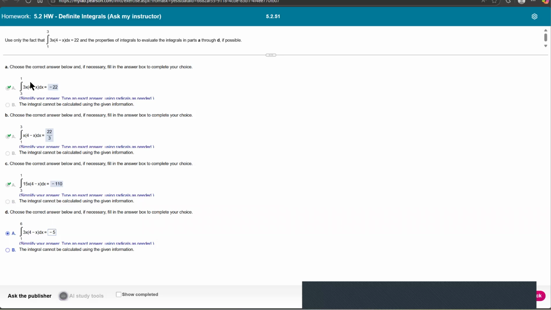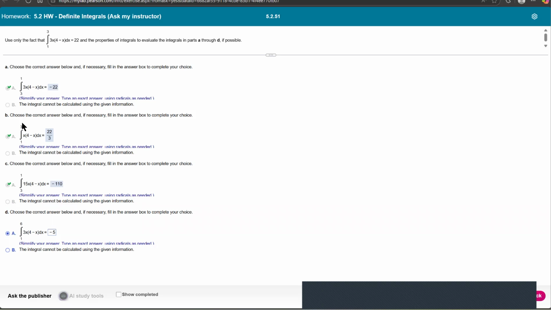When you look at the first answer here, what they're doing is flipping the limits of integration. So instead of from 1 to 3, it's 3 to 1. You're supposed to understand from our properties, anytime you flip the limits of integration, it changes the sign. It's the negative of the original answer. So that's why the answer went from 22 to a negative 22 here.